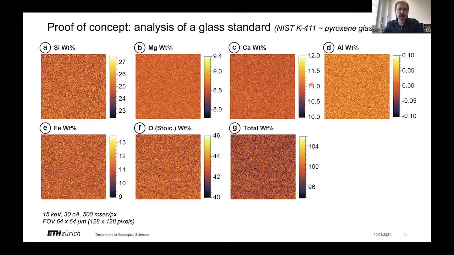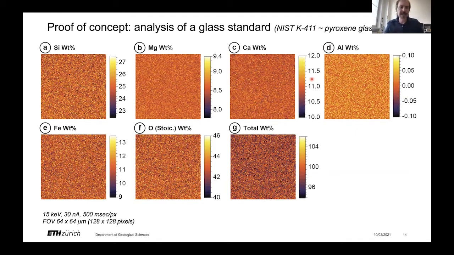So, the proof of concept: we have here a simple example. We are looking at the NIST glass 411, which is a certified glass that basically has a pyroxene composition. You can see that these maps are kind of boring. That's actually what we expect.